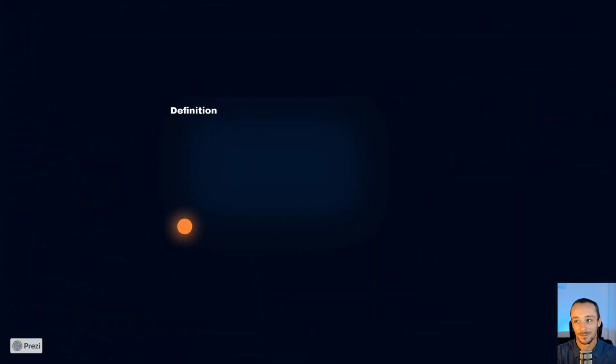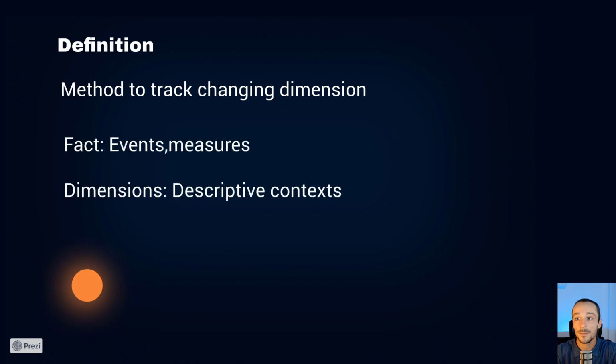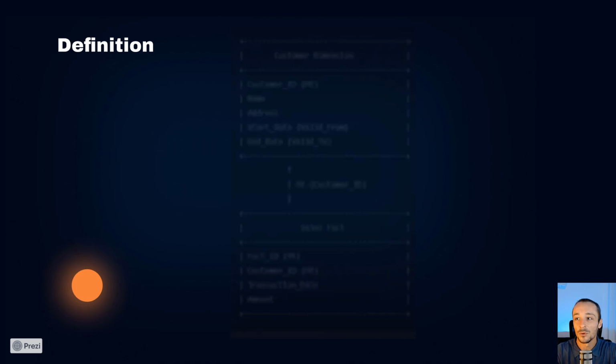Let's jump into it. So, definition. A slowly changing dimension is effectively a method to track changing dimensions in a data warehouse. Now, what is a dimension? We need to understand facts and dimensions. A fact is simply an event or a measure, and a dimension is something in its descriptive context. But what does this all mean? So I think it's better explained through a diagram.